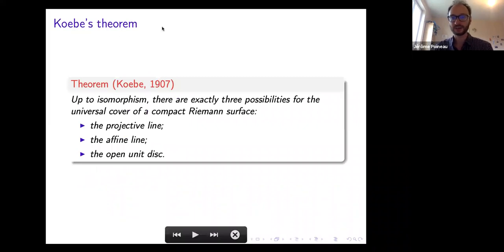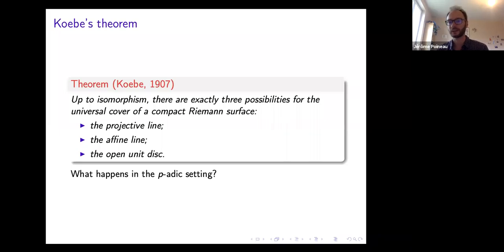So first, uniformization of curves. I think this dates back to the work of Koebe in the complex case, 1907. It is a well-known theorem by now, of course, that tells us that up to isomorphism, there are only three possibilities for a universal cover of a compact Riemann surface: either the projective line, the affine line, or the open unit disk. That's the complex case, and it's actually quite specific to it. So we may wonder what happens in the p-adic setting.